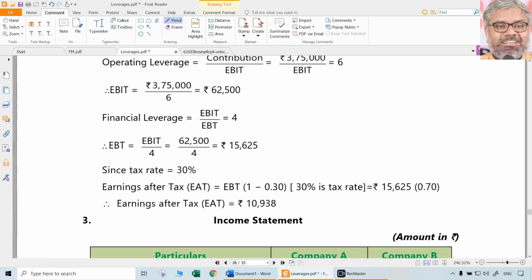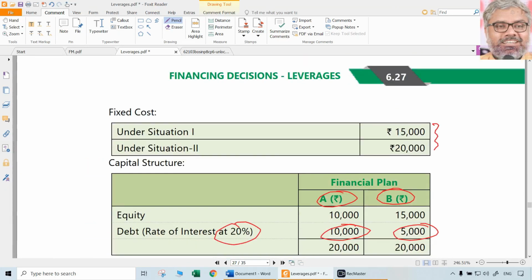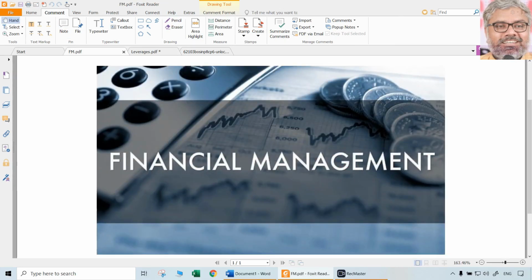So with that, we can conclude discussion on this small but very scoring topic of leverages. Remember the formula well, understand the concept well, do the application on paper, practice the questions. We'll conclude this topic, and in the next session we'll continue with another topic.